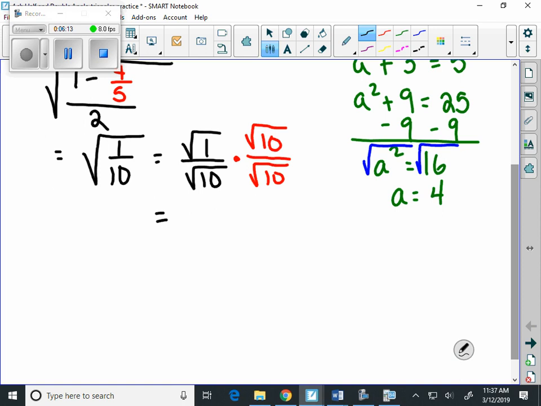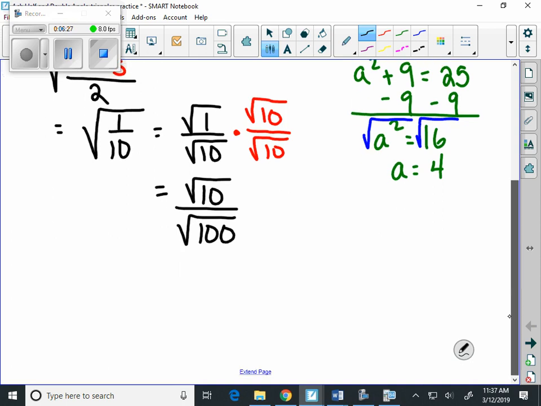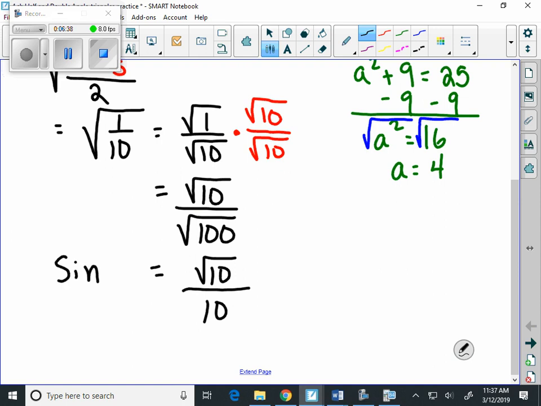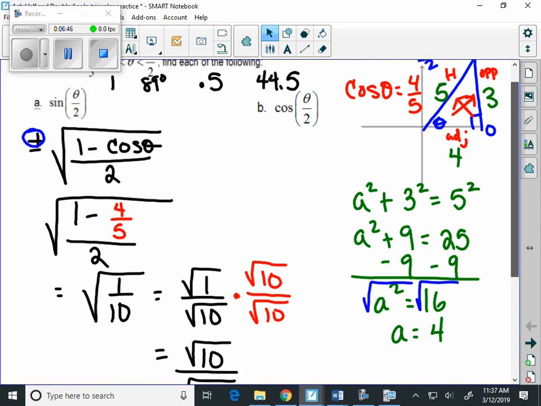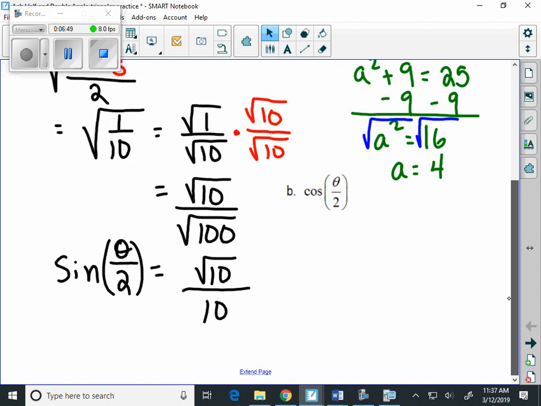We already know that our answer is going to be positive. We did that at the very first. But square root of 1 times square root of 10 is square root of 10. 10 times 10, square root of 100. Well, what does the square root of 100 equal? Well, the square root of 100 equals 10. So we end up with the square root of 10 over 10. And that is what our value of the sine of theta divided by 2 equals. Now, if you use up all your space, you might want to put part B on notebook paper, just so you've got space.